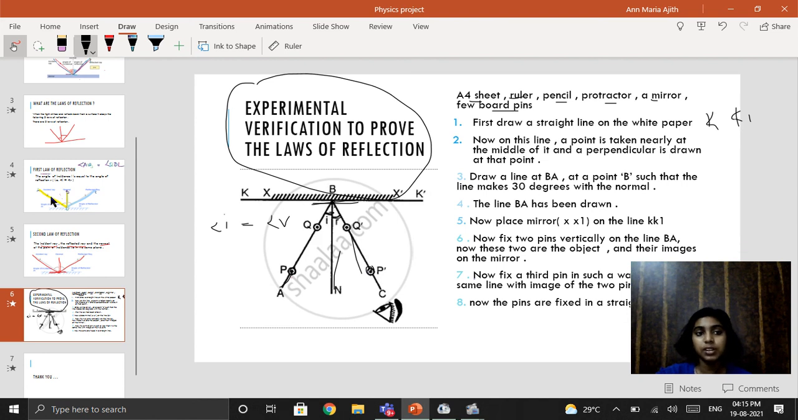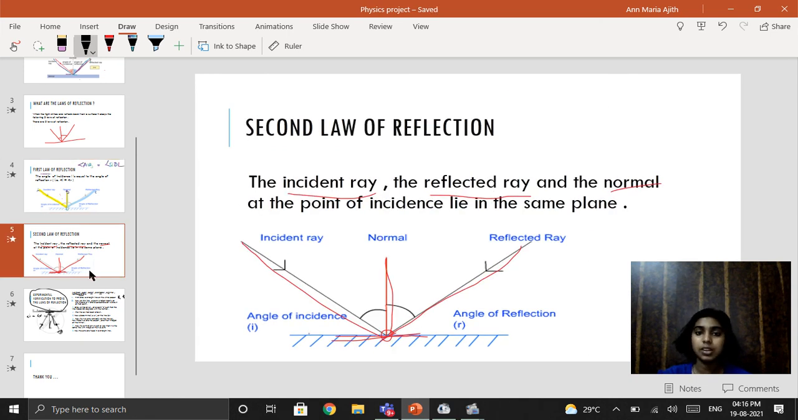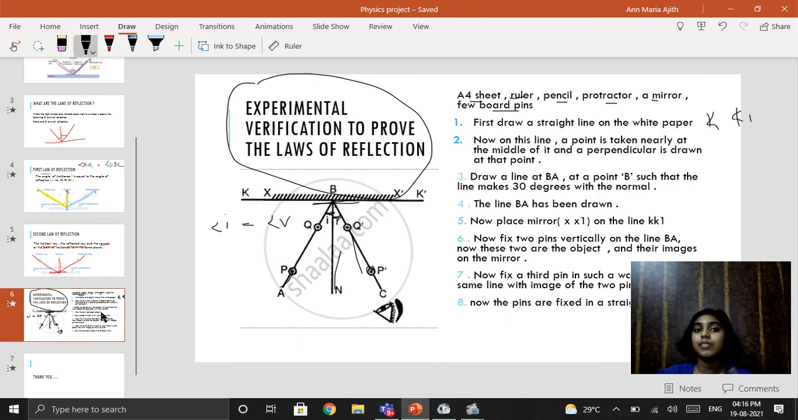So we have learned the first law of reflection, that the angle of incidence I is equal to the angle of reflection, and the second law, that the incident ray, the reflected ray and the normal lie in the same plane, and then we have verified these two laws.